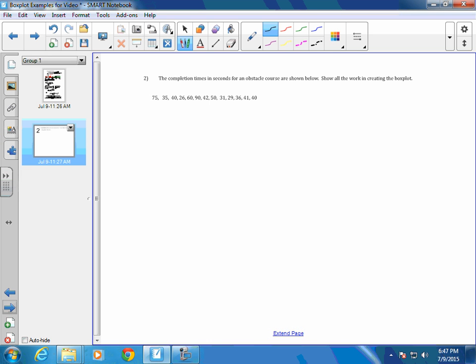All right, so taking a look at number 2, this one's a little bit more challenging because it doesn't lay the steps out. We have to know what to do to make the box plot. So it says the completion time in seconds for an obstacle course are shown below. Show the work in creating the box plot. All right, so basically we're going to do essentially the same thing. Let's put these in order.